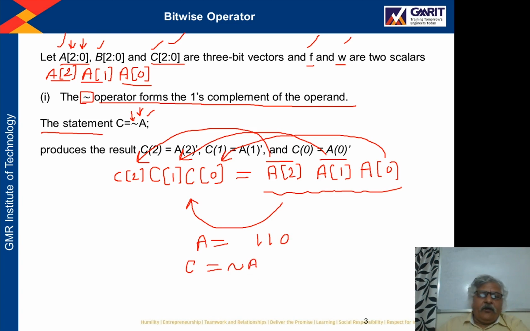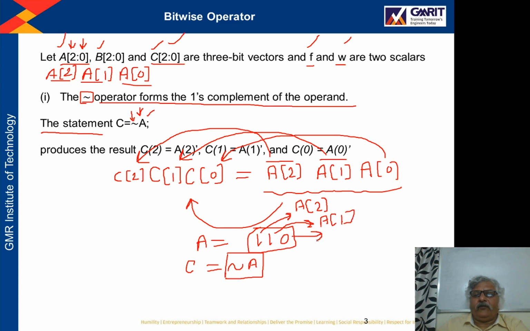So this operator will perform a complement operation over these values of A, right? This one belongs to element A2, this one belongs to element A1, and this 0 belongs to element A0. So complement will be done.